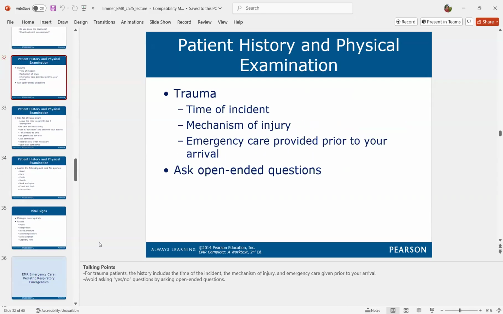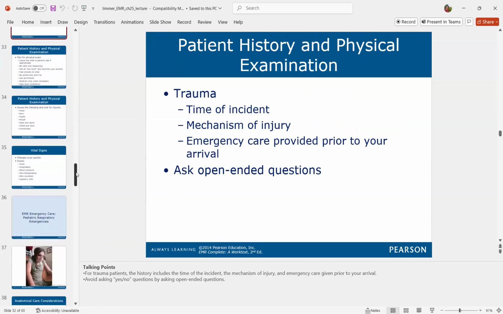For trauma, this includes the time of the incident, the mechanism of injury, and the emergency care given before we get there. We always want to start with asking open-ended questions, trying to avoid the yes or no right away. We can ask some of those, but we try to start with, what's going on, what happened, and then proceed from there to get a timeline started and see what's going on with the kid.